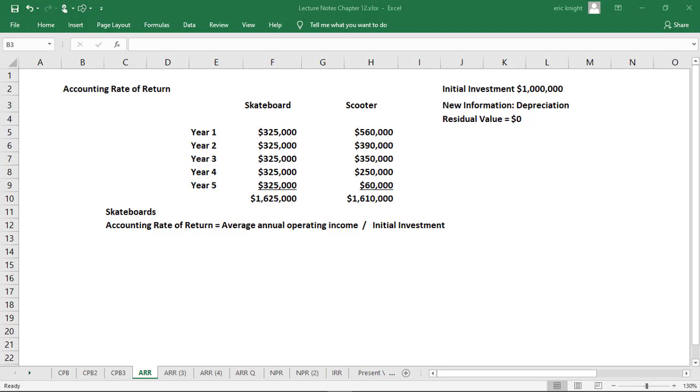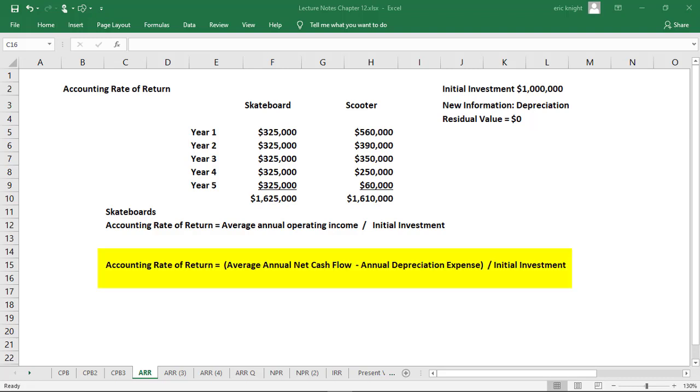So the formula is taking the average annual operating income. Now that's different from cash inflows. We're going to take the average annual operating income and we're going to divide by the initial investment. To get the average annual operating income, we need to take the average annual net cash flows, so the average cash flows, and subtract from it the depreciation expense.